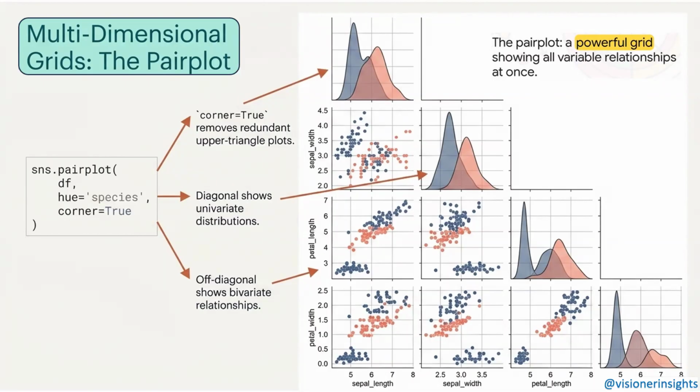Okay, I know what you're thinking. This looks like a lot, right? But stick with me, because it's an incredibly rich grid of information. Let's just break it down. First, just look at the diagonal running through the middle.